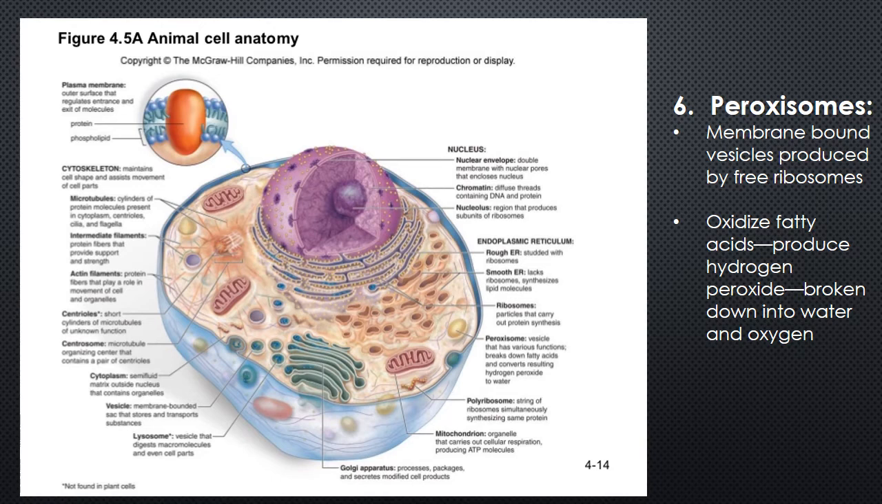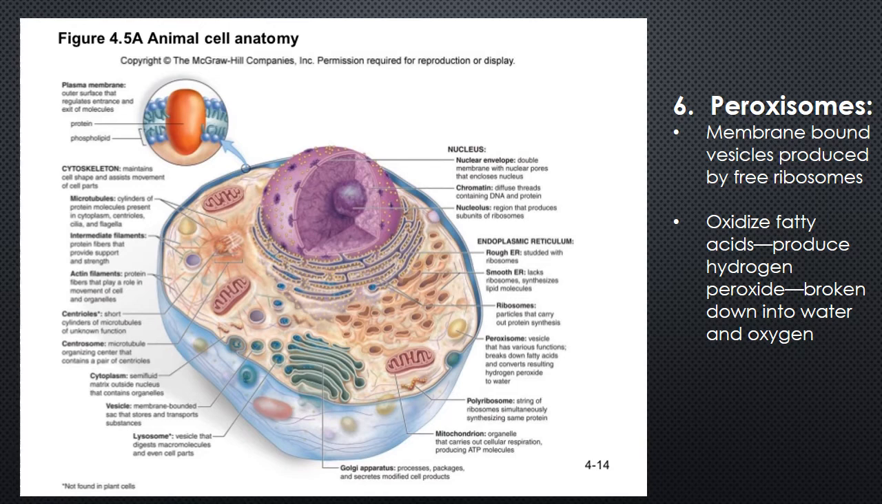Peroxisomes are another type of vesicle that we find within a cell, and they are membrane-bound organelles. Unlike our lysosomes, which are produced by the Golgi apparatus, peroxisomes are actually produced by free ribosomes. And they also have a breaking down feature.